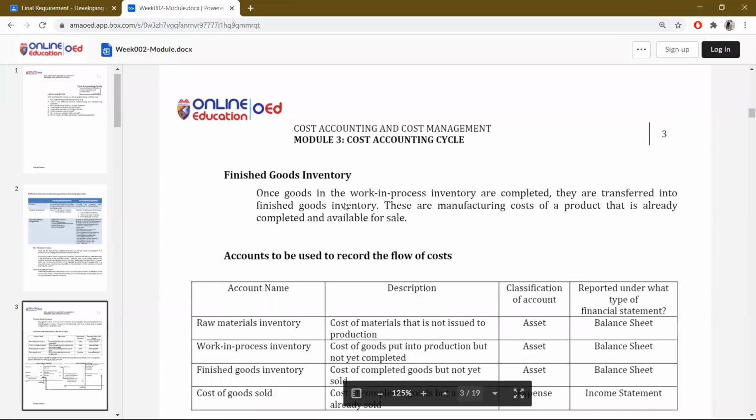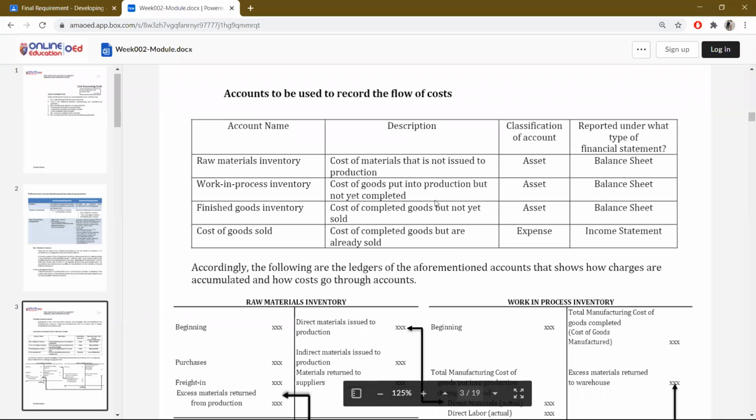And then the last one is the finished goods inventory. Once goods in the work in process inventory are completed, they are transferred into finished goods inventory. These are manufacturing costs of a product that is already completed and available for sale. I have already mentioned this, I just recalled it for retention purposes. Okay. So, accounts to be used to record the flow of costs.